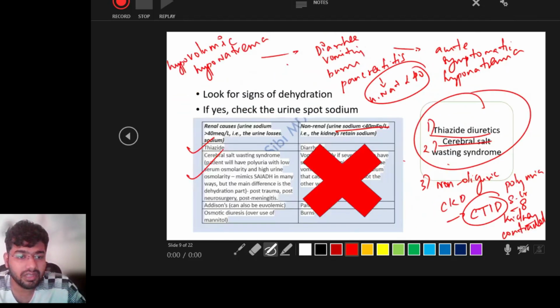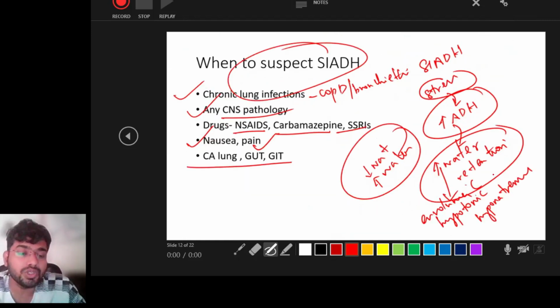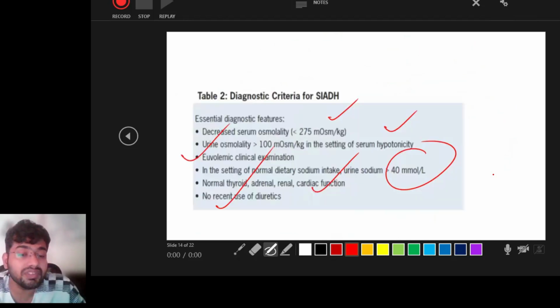Remember, I told you when you look for signs of dehydration, just forget about the non-renal causes. The renal causes should be three. One is use of thiazide diuretics, two is cerebral salt wasting syndrome, and three is CTID. The cerebral salt wasting syndrome should always be looked for in patients who are having polyuria along with hyponatremia.